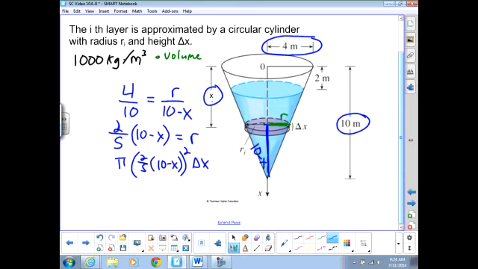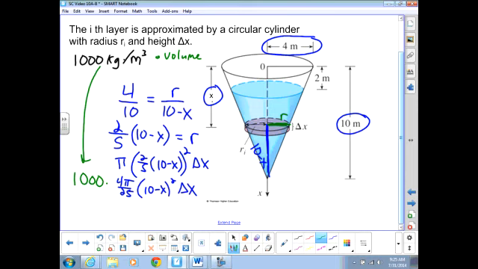Well, if we square both those parts, we'll really get 4 pi over 25, because 2 squared is 4, 5 squared is 25. We'll have 10 minus x squared, and we'll have our delta x. So this is our volume. Well, we said we had to multiply our density of the water times our volume, because that would cancel out our meters cubed and just give us kilograms. So we're going to multiply this by our 1,000 kilograms per meters cubed, our volume.